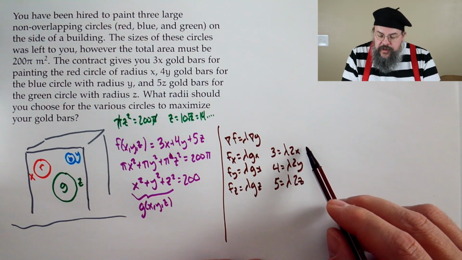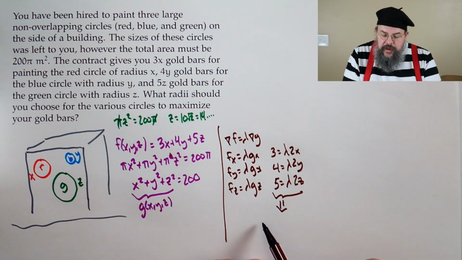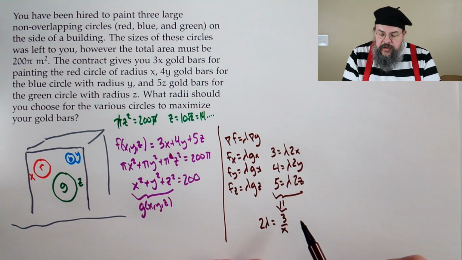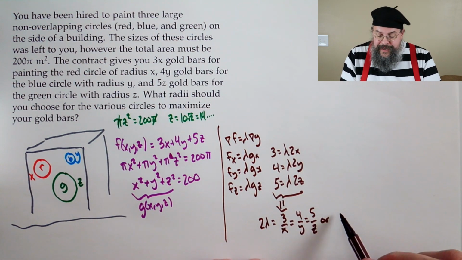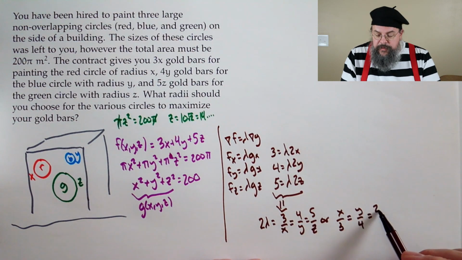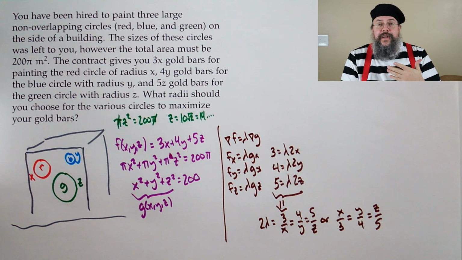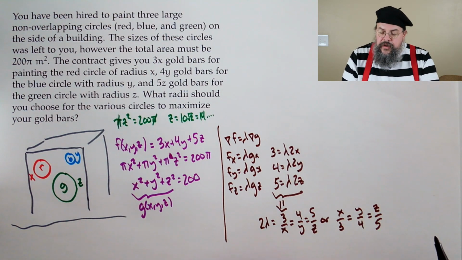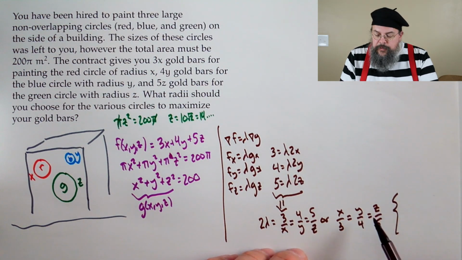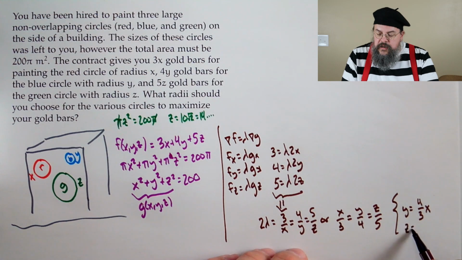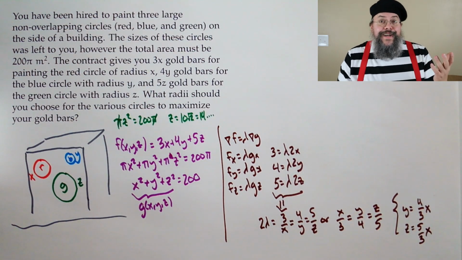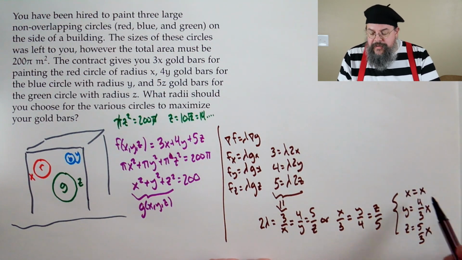Lo and behold, this says the following. 2 lambda is equal to 3 over x, and it's also equal to 4 over y, and it's also equal to 5 over z. Well, just flip everything. X over 3 is the same as y over 4, which is the same as z over 5. All these things are equal to each other. Now, we can use this to reduce to one variable. In other words, I can rewrite x, y, and z in terms of a single one. It doesn't matter which one we pick. Let's pick x. If we solve for y, y is 4/3 times x. Solve for z, z is 5/3 times x. Now you might say, what is x? That's the easy one. Turns out that x is x.